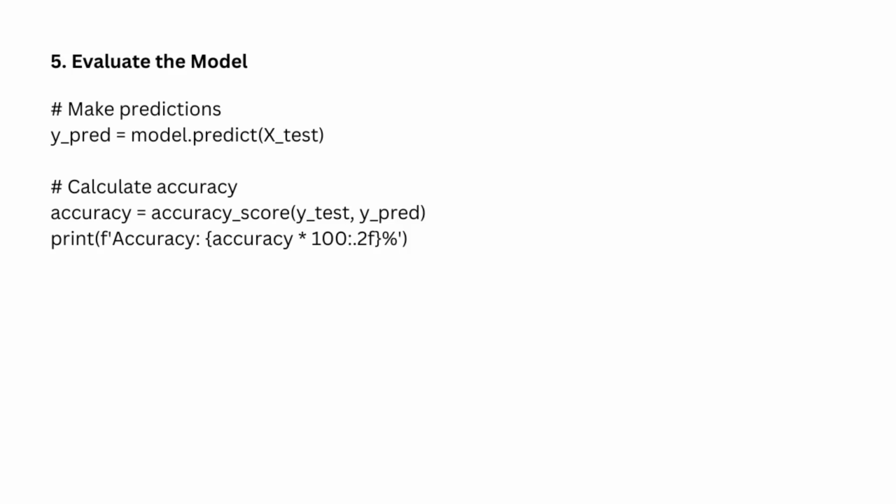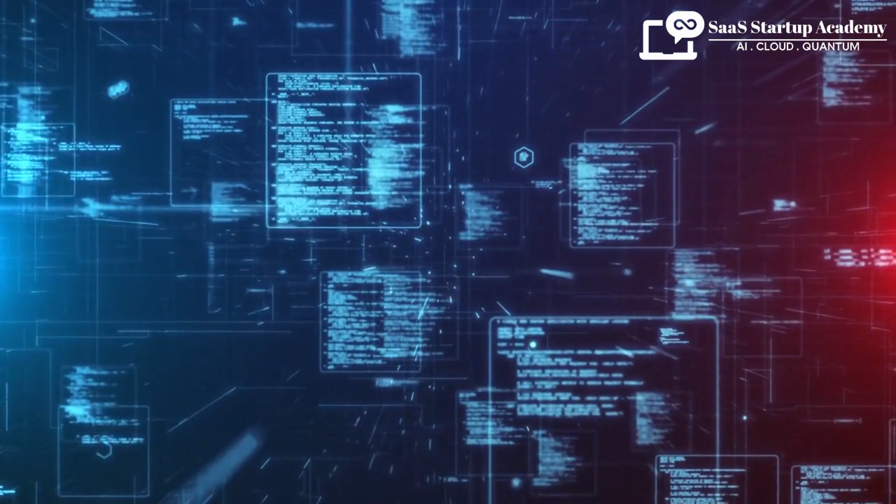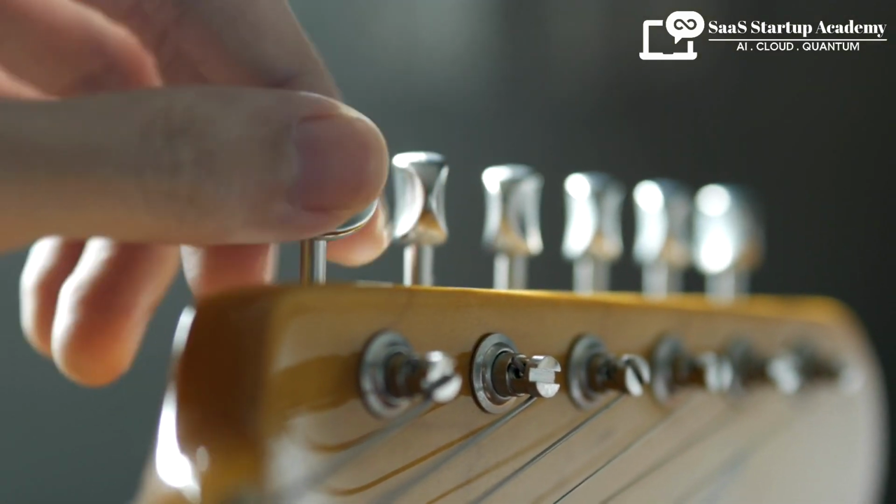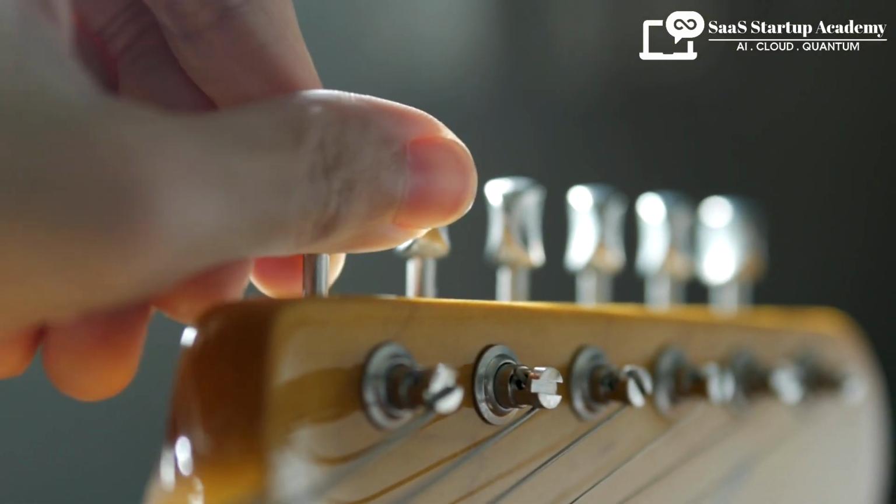That's it. You've built a simple yet powerful machine learning model. Keep experimenting with different algorithms and data to improve your skills. Introduction to hyperparameter tuning. Hyperparameter tuning is like fine-tuning a guitar. It ensures your model performs at its best by finding the optimal settings.